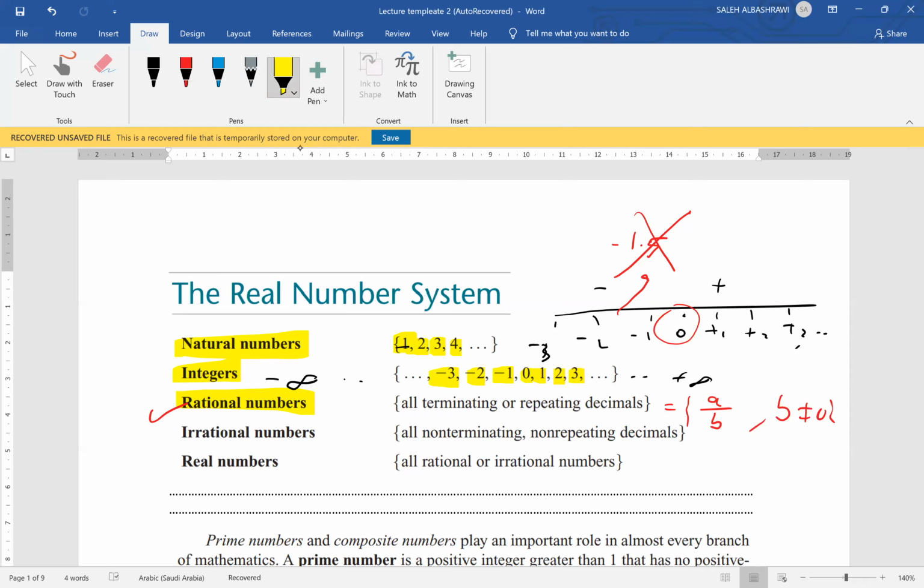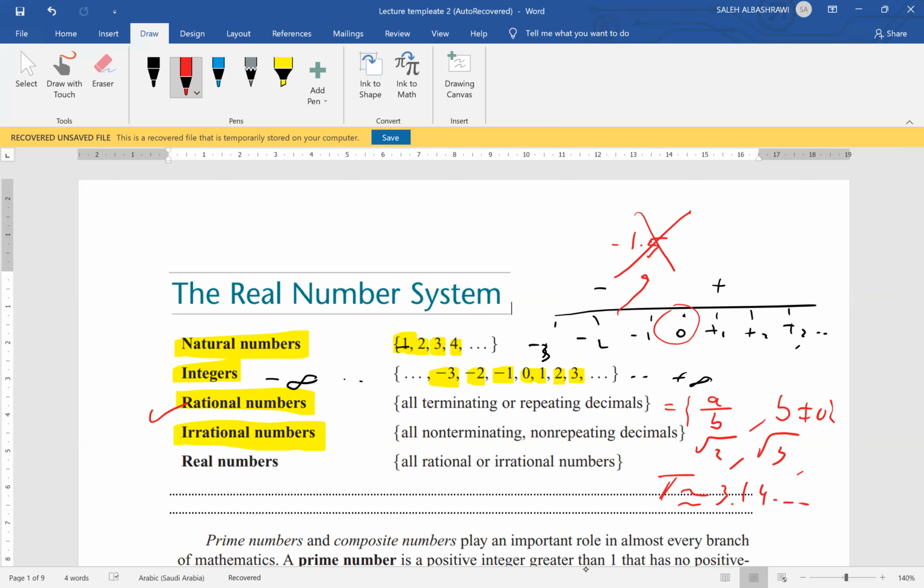The next one are the irrational numbers, or non-terminating, non-repeating decimals. Any number that cannot be written in the form A over B we call an irrational number. For example, square root of 2 is an irrational number. Square root of 3 is an irrational number. We also have pi, which is approximately equal to 3.14 with more decimals. This is also an irrational number.